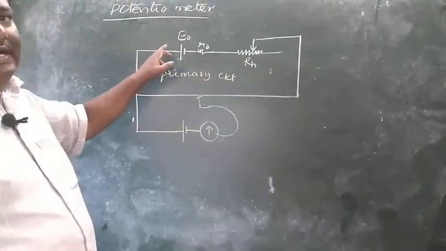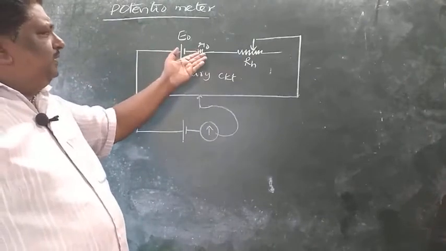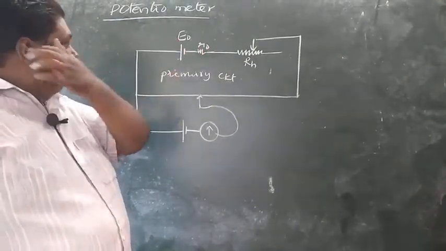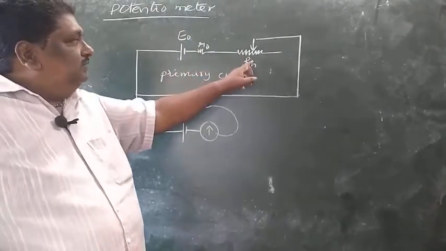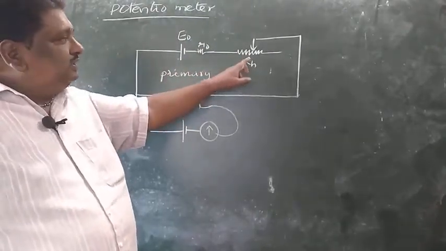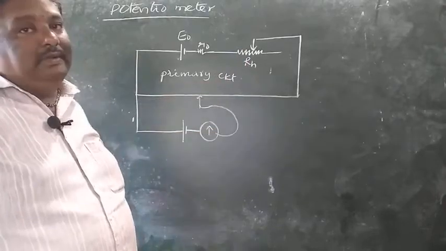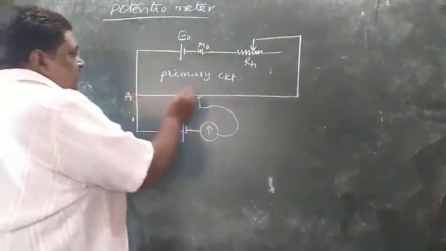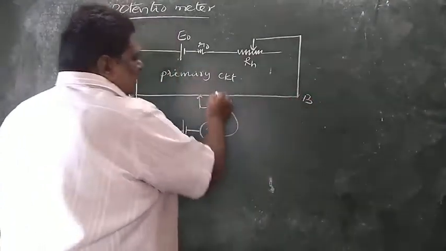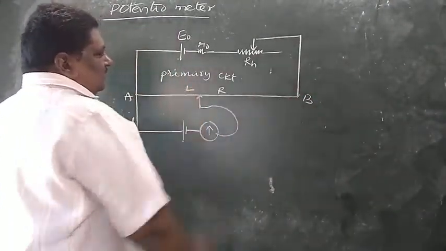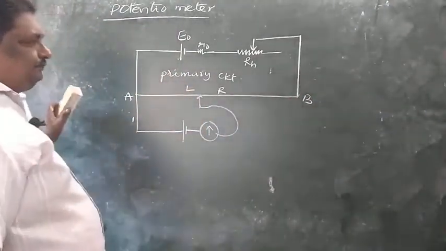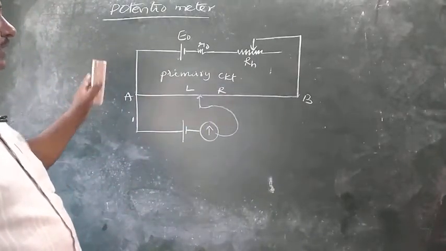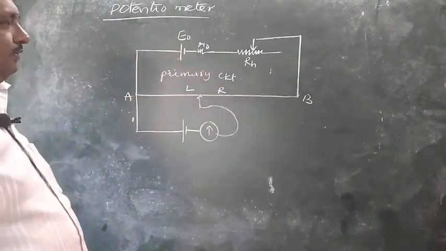So there is one standard cell, which may have some internal resistance or sometimes it may be zero. One series rheostat, a series variable resistor. Here, between points A and B, nearly 10 meter wire of resistance R and length L is connected. It is called the primary circuit.